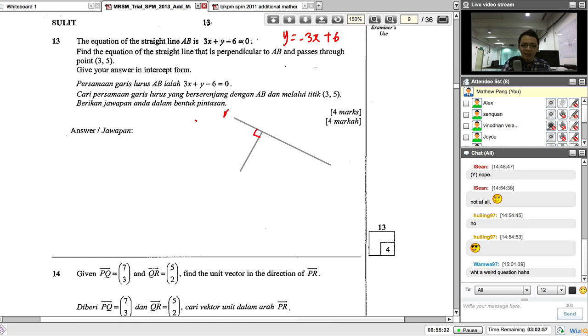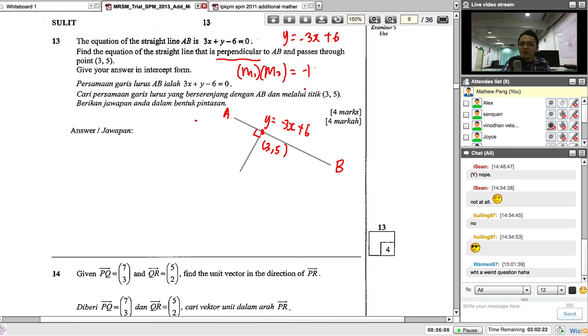I call this line AB. So my AB is just y equals negative 3x plus 6. He asks you to find the equation of the line which is perpendicular to AB and passing through the point (3, 5). Whenever I see perpendicular, I straight away must link to one formula, which is m1 multiplied by m2 equals negative 1. This is the formula for perpendicular.